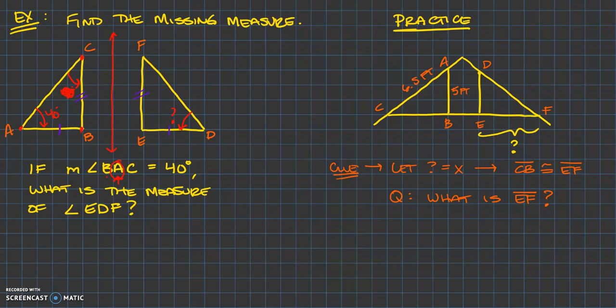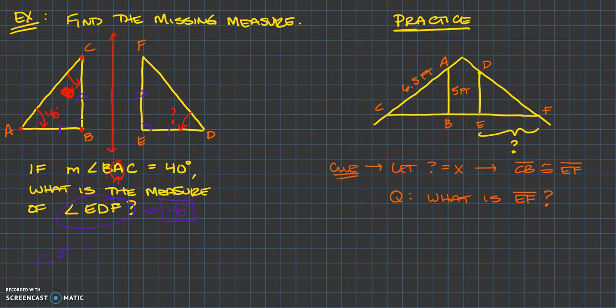And so with two sides, I've got an angle. I can tell that this angle is going to equal 40 degrees. That's my missing measure. Now, just for kicks, what would angle F be?